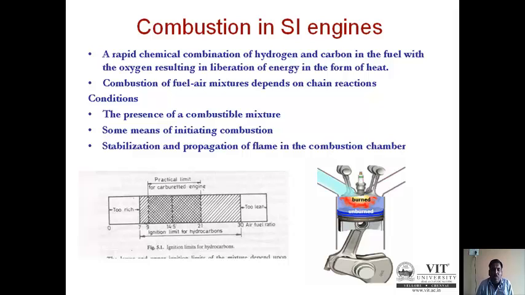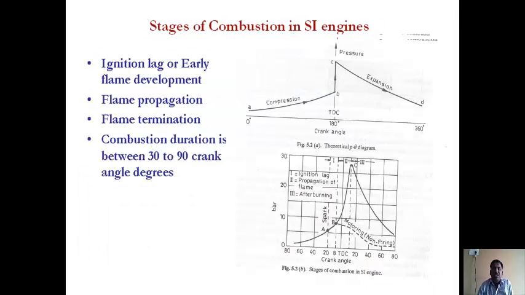And the third one is the need for stabilization and propagation of flame in the combustion chamber. Once a flame is produced by the spark plug inside the cylinder, the flame must be in a stabilized form, and it has to propagate towards the cylinder wall. If there is no flame stabilization or flame propagation, then there is a possibility of flame misfire. Whatever flame is generated from the spark plug will misfire in the place itself. So these three conditions are very important for achieving complete combustion in SI engine, spark ignition engine.